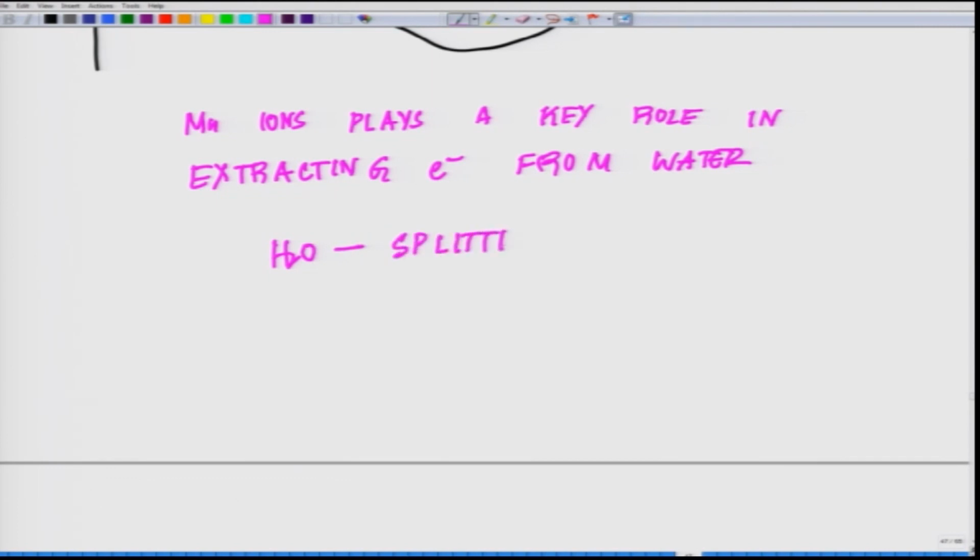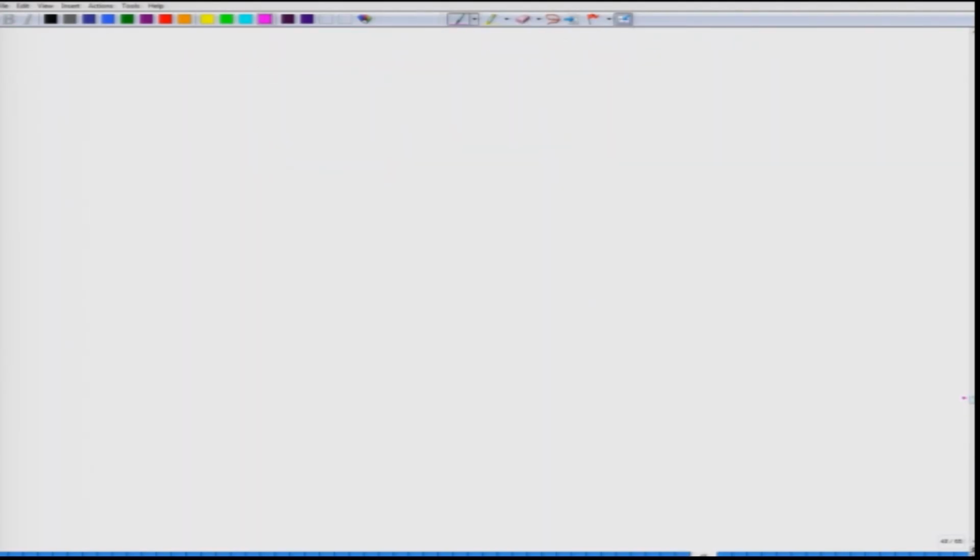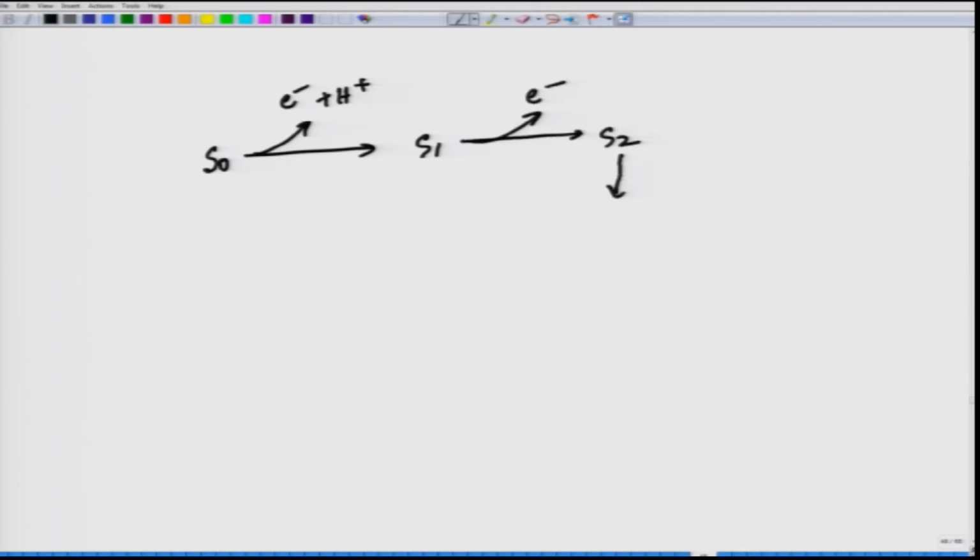They are splitting the water molecule, and while splitting the water molecule, the way it works, manganese stays at different oxidation states. As you know, from oxidation state 2 to 6, manganese can stay in different oxidation states, and in that process it generates a certain amount of force, which is still not known till this date.